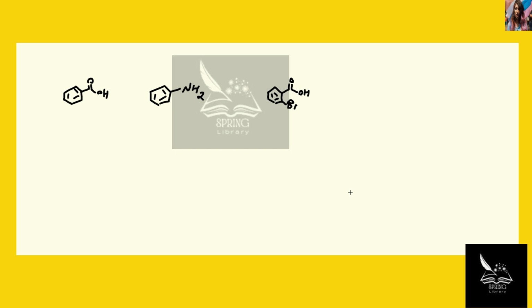Hello everyone, today we're doing chapter 18, problem 32, and this problem asks us to synthesize each of these compounds starting from benzene. So it's kind of a retrosynthetic analysis, so we have these three products and we need to form each of them from the benzene ring. So let's start with the first one.